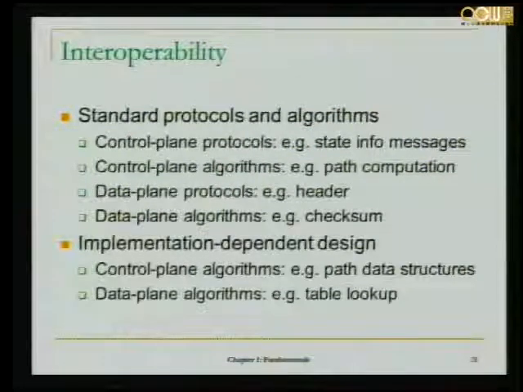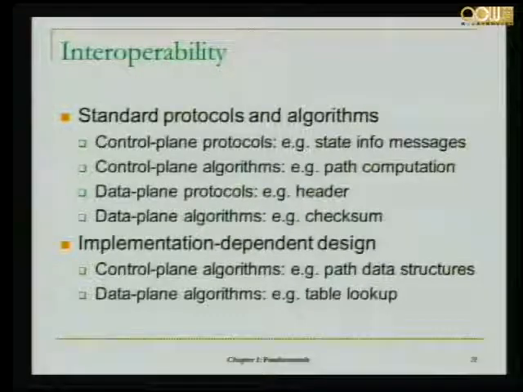And we also need to standardize the algorithms, some control plane algorithm or data plane algorithm. For example, we need to have exactly the same interpretation of a routing shortest path calculation, say Dijkstra. If we use Dijkstra, my interpretation of Dijkstra should be the same as yours. Otherwise, we got trouble. So these are the algorithms that need to be standardized.